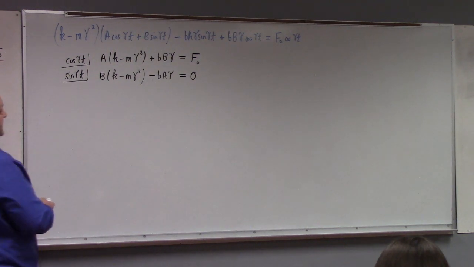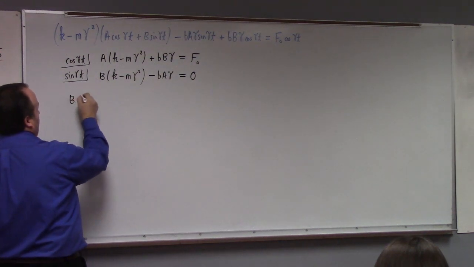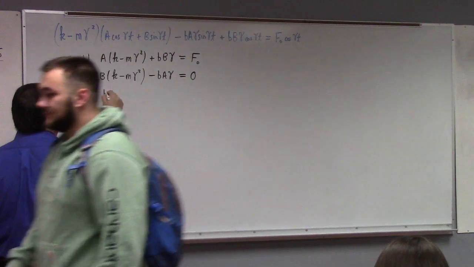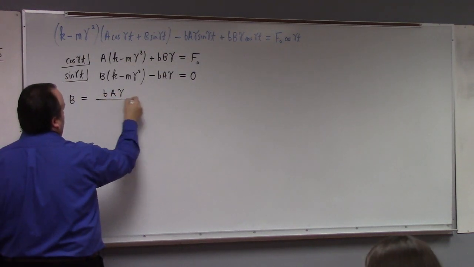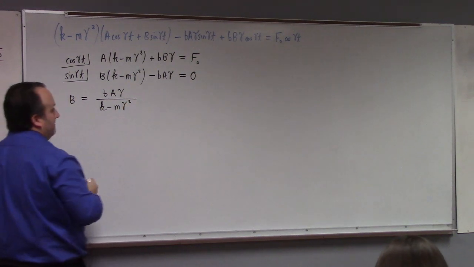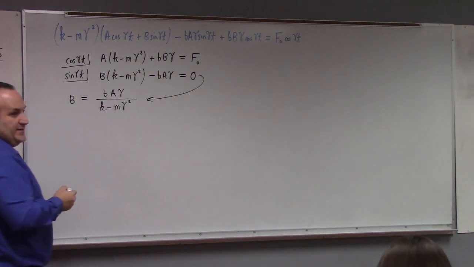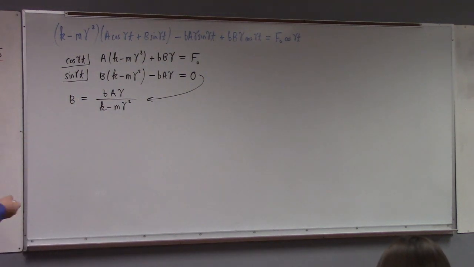Oh, I think it's pretty easy to solve the second one for b, right? So this second one gives me b is equal to little b a gamma divided by k minus m gamma squared, right? You guys see that? And then once I know that, I can plug it into the first equation. What's that give me?